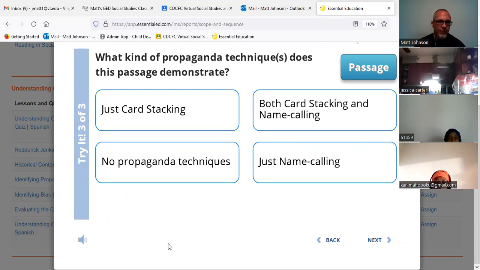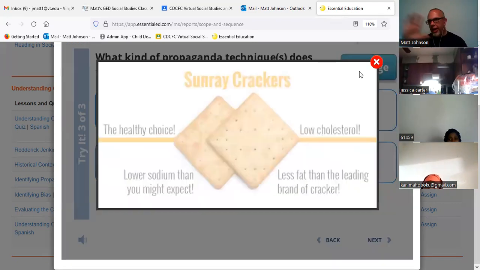It's B. What was that? B. Both card stacking and name color. So just card stacking, right? Because we do have just one ad, right?